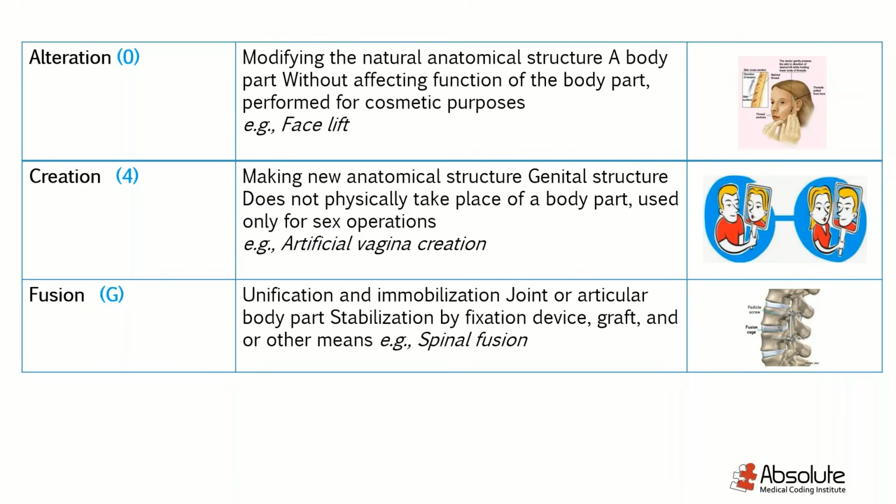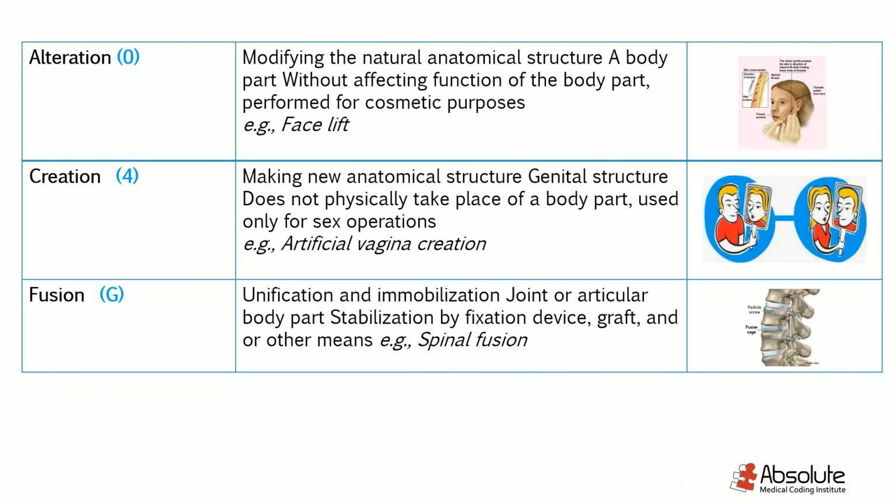Creation, value 4. This is making new a genital structure that does not physically take the place of a body part, used only for sex change operations. So creating an artificial vagina, creating an artificial penis is creation. So they're only used for sex change operations.